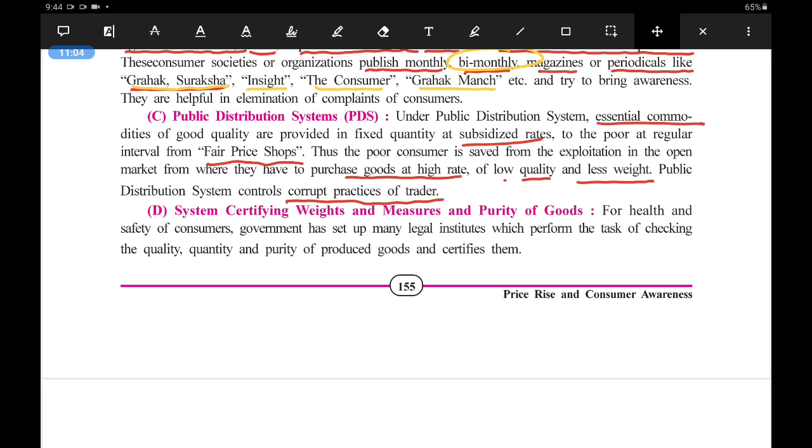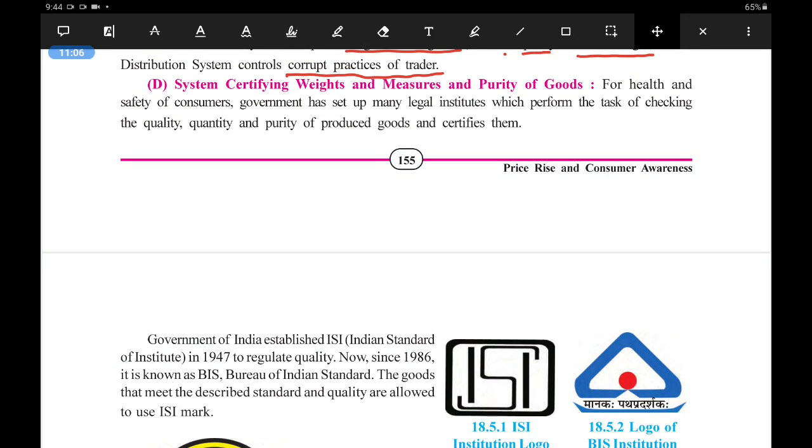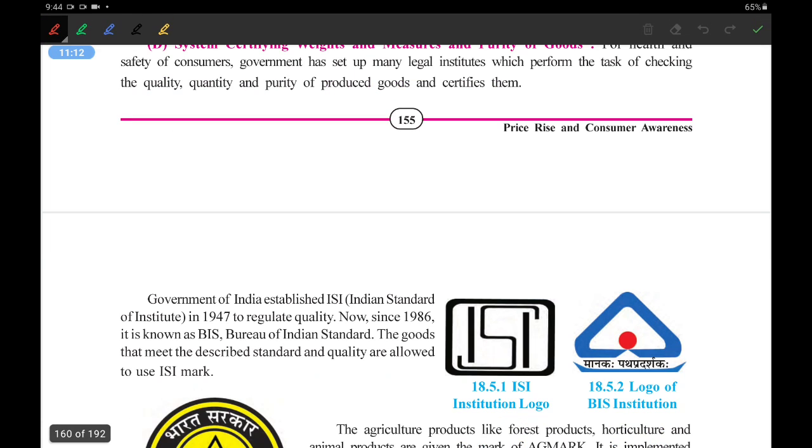Next comes the system of certified weighing. Okay, now there are symbols you might have seen on the different products. So how does the government certify it? See, for health and safety of the consumer, government has set up many legal institutions which perform the task of checking the quality, quantity and purity of the products, goods and services, and certify them.